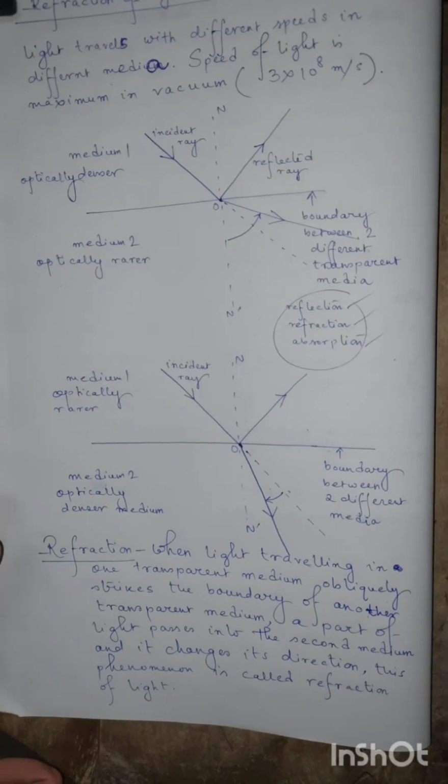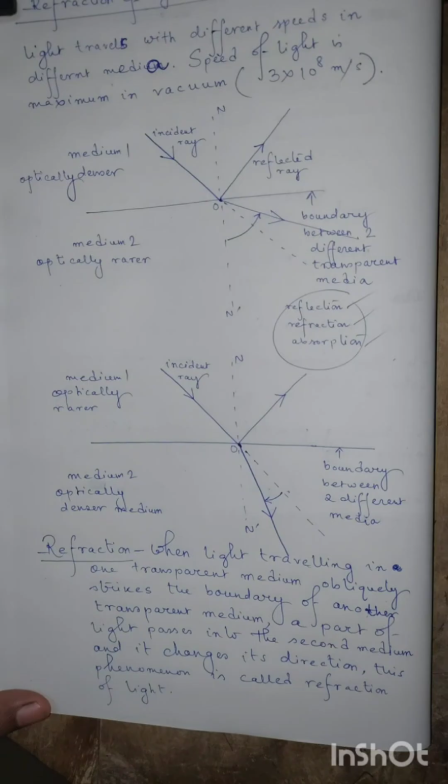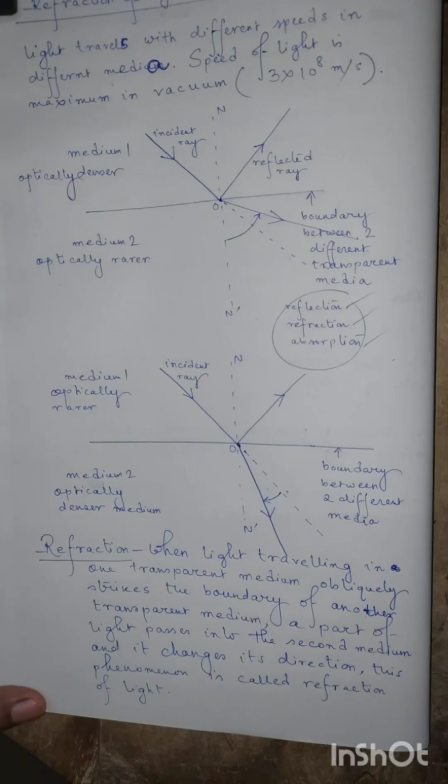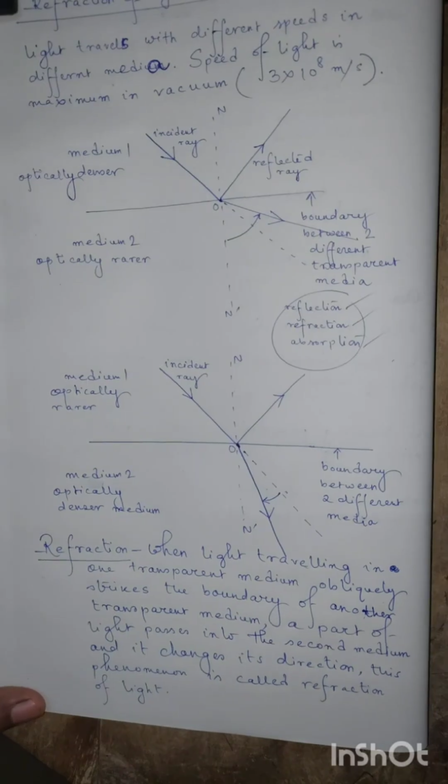Okay, so the definition is when light traveling in one transparent medium obliquely strikes the boundary of another transparent medium, a part of light passes into the second medium and it changes its direction. This phenomenon is called refraction of light.